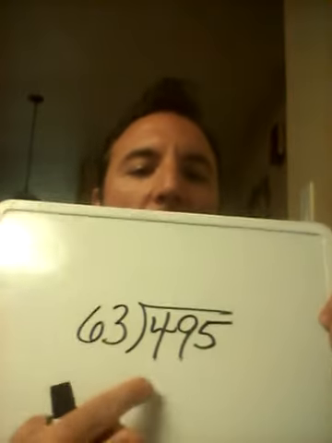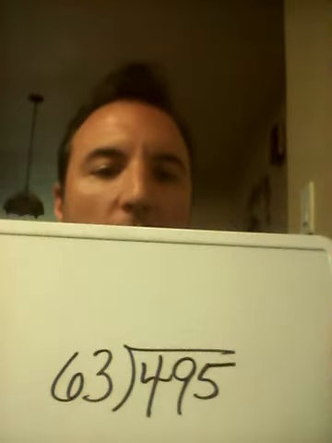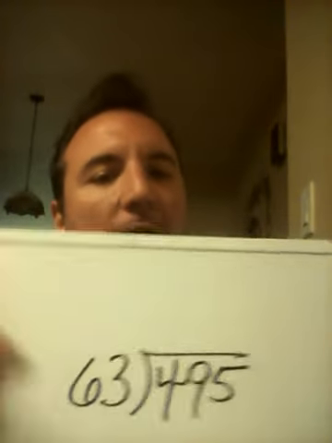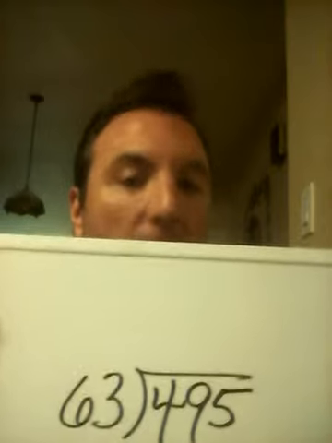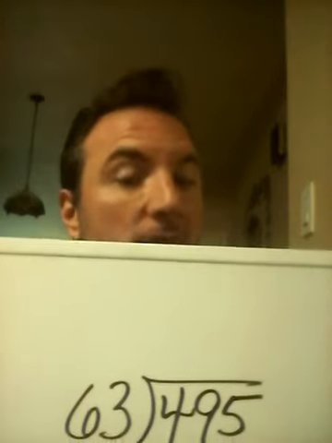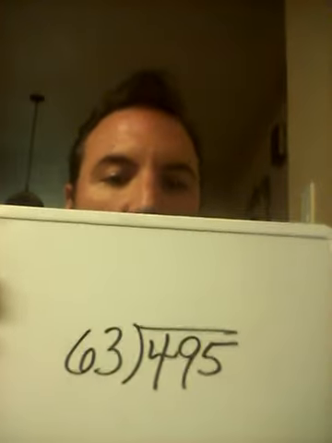All right, here's the problem that we have. We have 63 and 495. 63 on the outside of the bar is the divisor, and 495 under the bar, inside the bar, is going to be your dividend. And we have to figure out how many times 63 fits into 495 without going over. This may involve remainders, which of course are leftovers, and if that's the case, so be it. Let me show you some steps to break it down so it doesn't look so overwhelming.